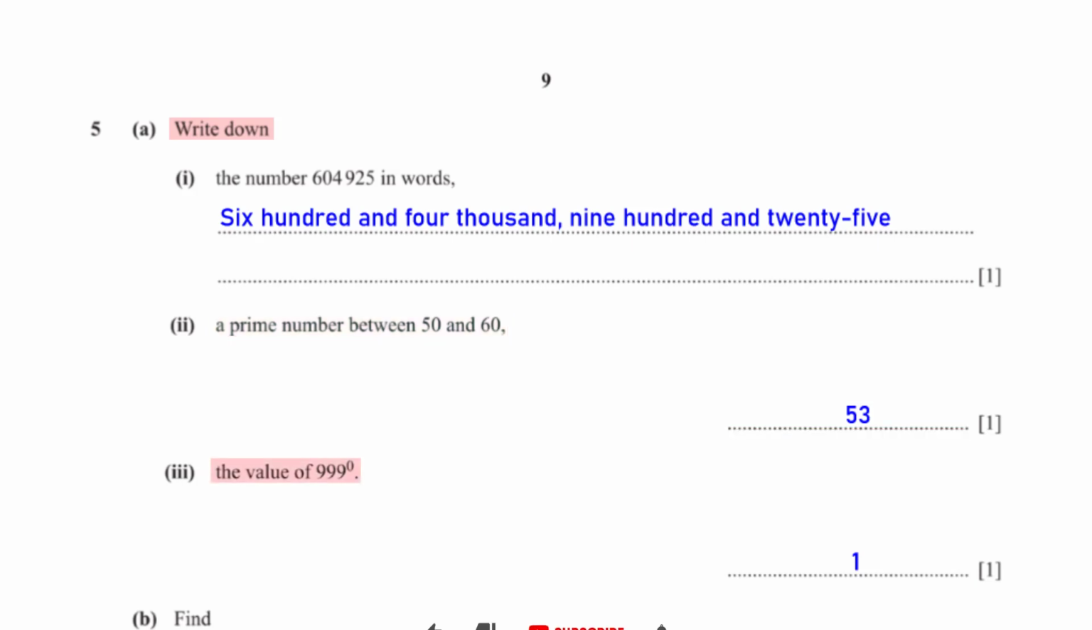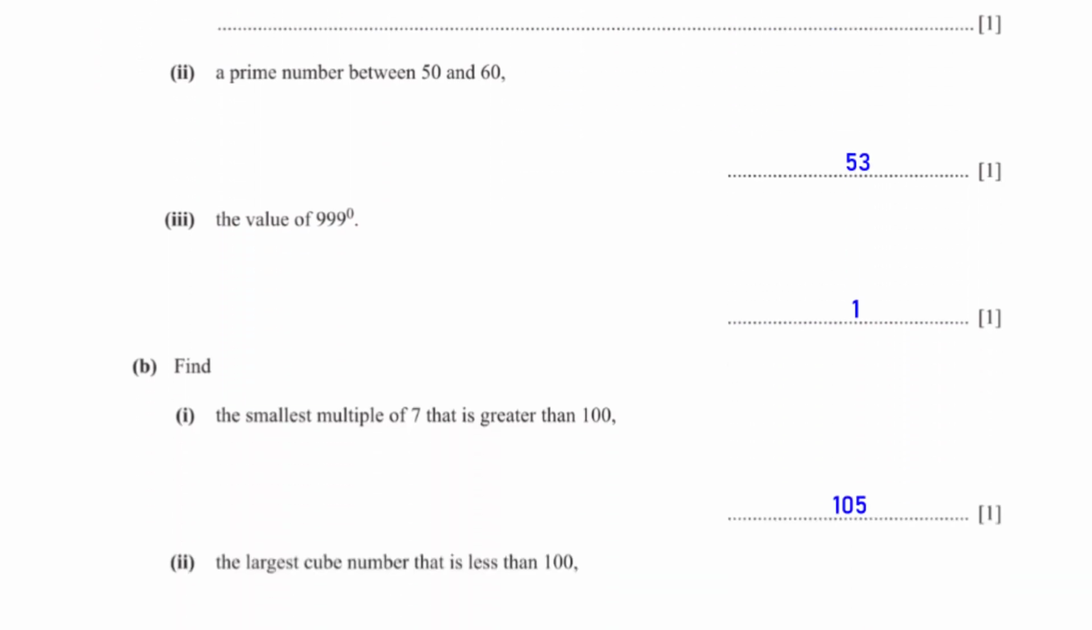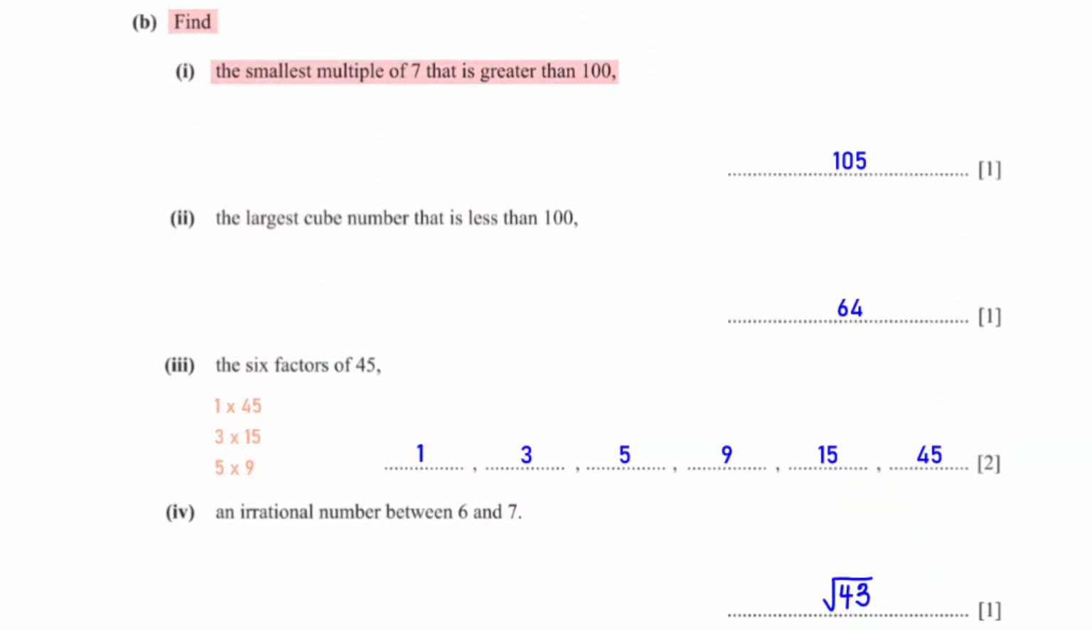Write down the value of 999 raised to the power 0. Any number raised to the power 0 is 1. So 999 raised to the power 0 is 1. Find the smallest multiple of 7 that is greater than 100. This number is 105. 7 times 15 gives us 105.